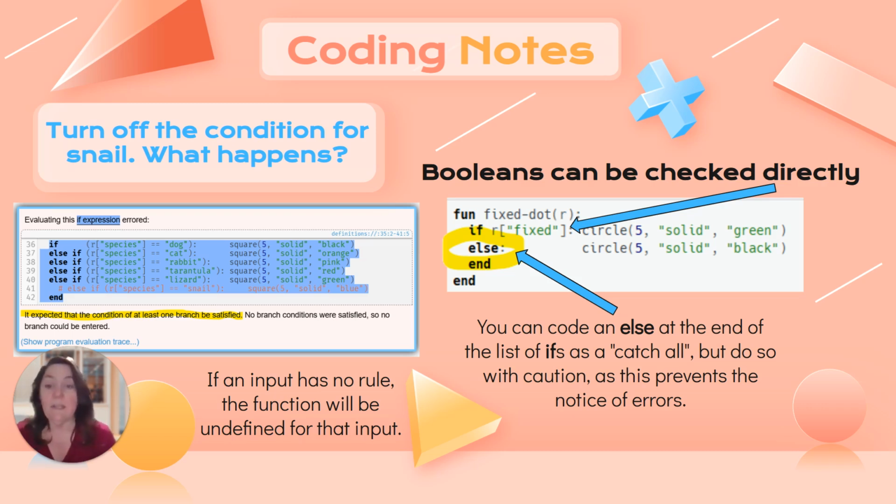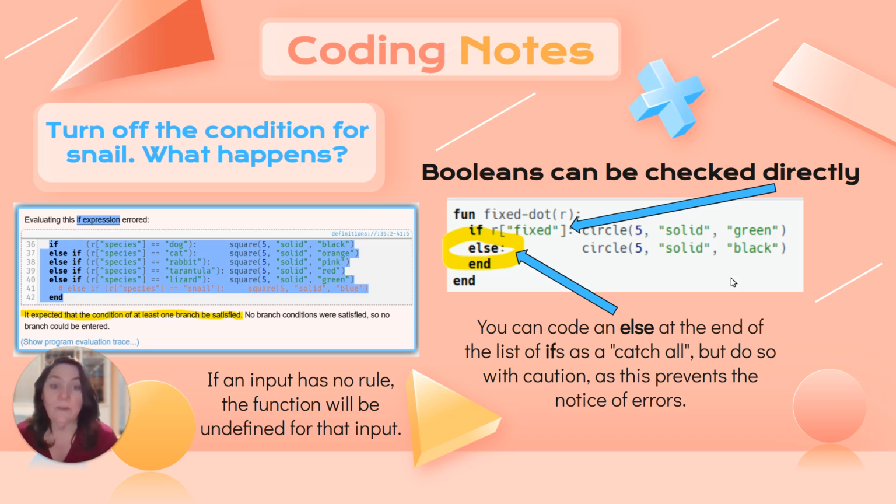And it just says here, if an input has no rule, the function will be undefined for that input and cause an error. This is saying if it's this, which means it's true, then do this. Boolean is already true or false. You just don't have to put equals equals on a Boolean. You could just say are fixed. It's already going to say true or false. So if it's true, if it's fixed, when it goes down, it'll just make this circle. Else, it'll just make it black.